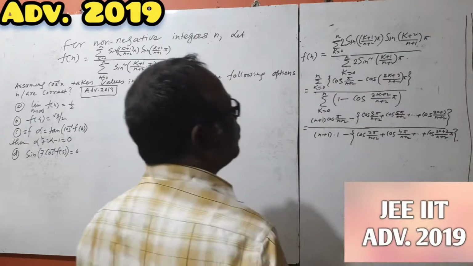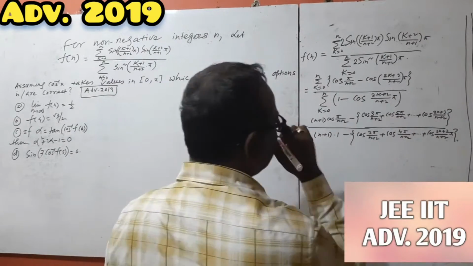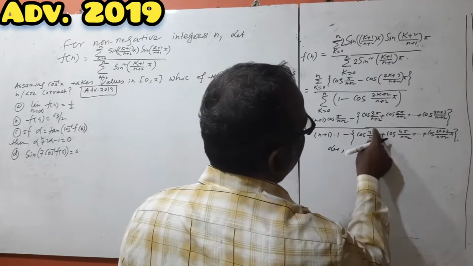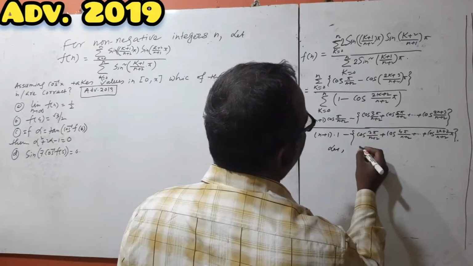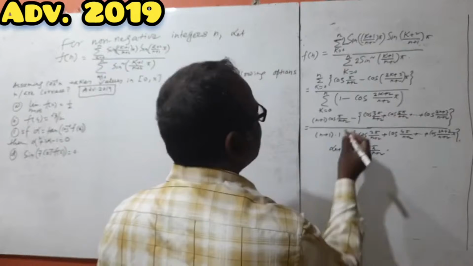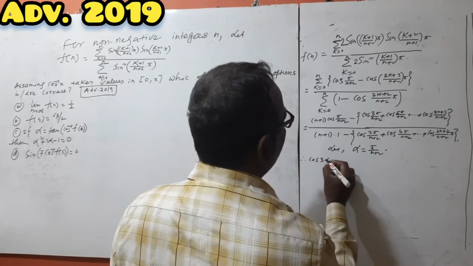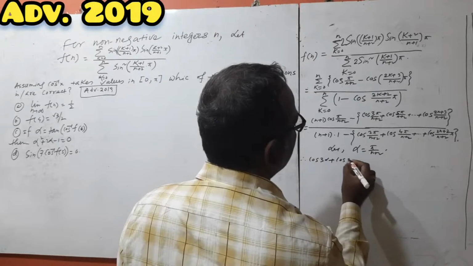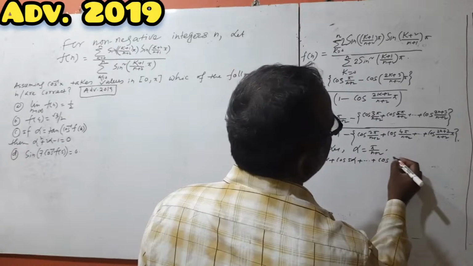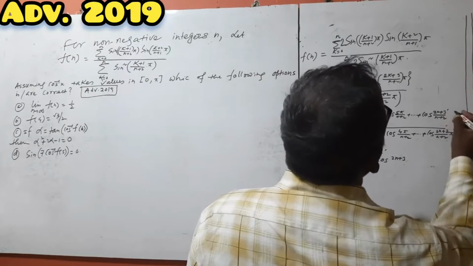Now I want to simplify these two expressions, using a very easy technique. Let pi over n+2 be alpha. Therefore we have cos 3 alpha plus cos 5 alpha plus and so on, up to cos (2n+3) alpha.